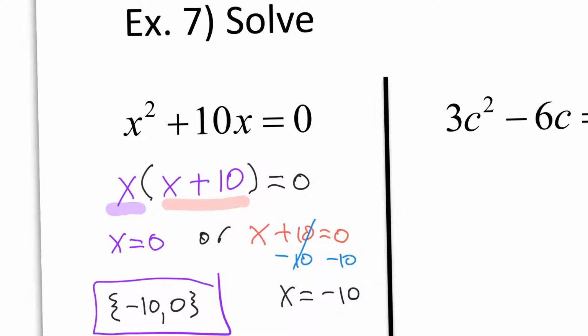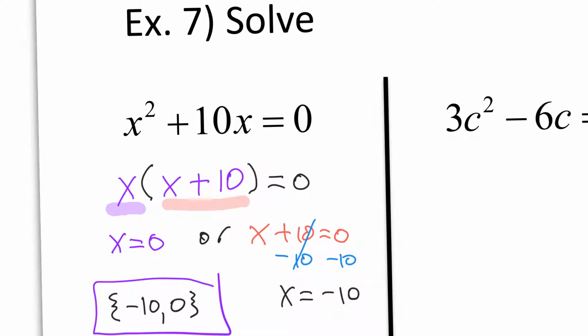Now, what does it mean, guys, when you have those two answers? If you substitute one number at a time, if you put here negative 10 squared plus 10 times negative 10, that's going to equal 0. It's going to make a true statement. And you guys can try it. Negative 10 squared, that's positive 100, plus positive 10 times negative 10 is negative 100.